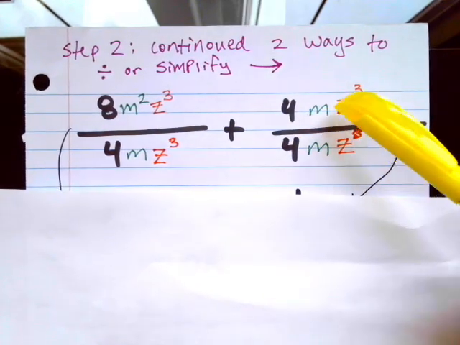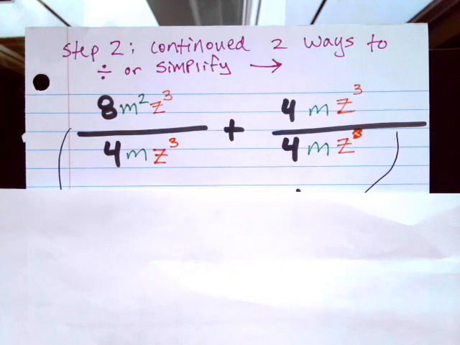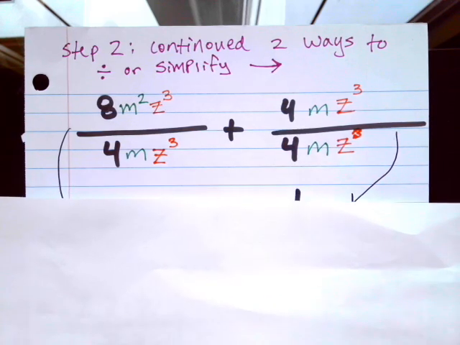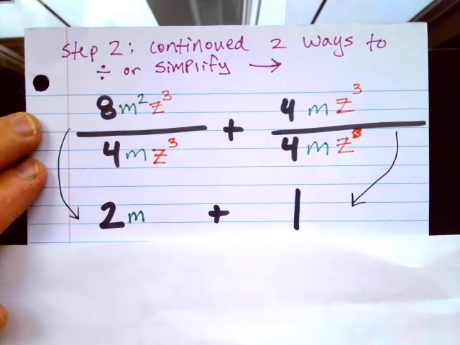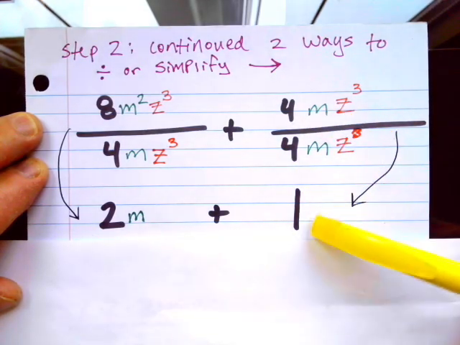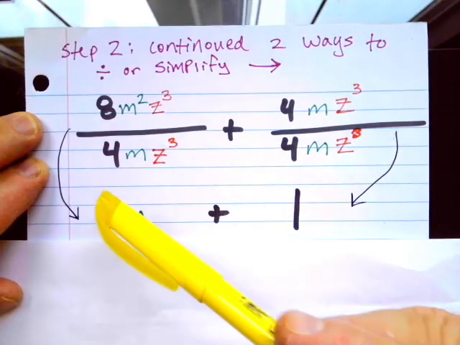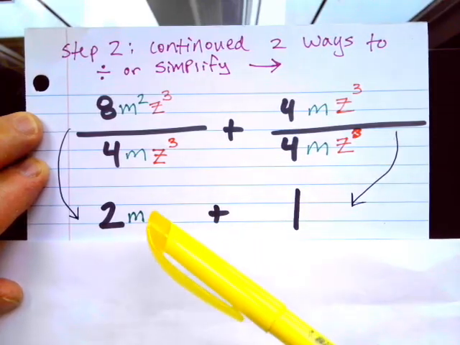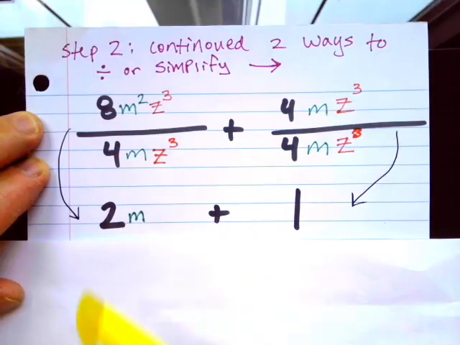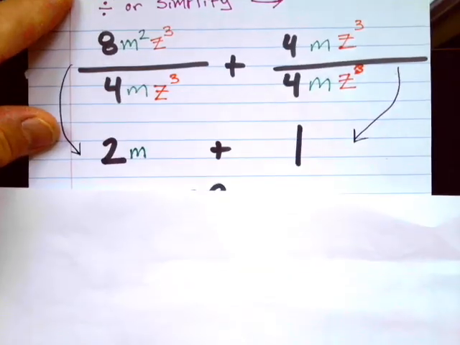4 divided by 4m divided by mz cubed divided by z cubed, and the same thing over here. 8 divided by 4 m squared divided by m z cubed divided by z cubed gives you 2m plus the 1, anything over itself is 1, value. This would go inside the parentheses because this is my remainder. 4mz cubed will go outside the parentheses, because that is my factor.